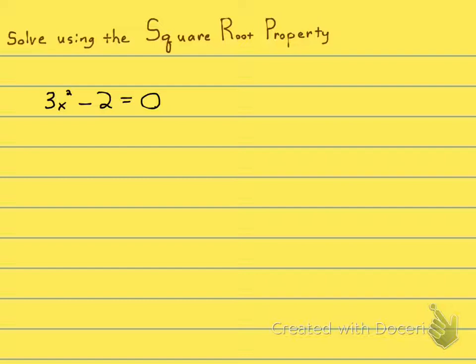So we need to get rid of the minus 2. I will add 2 to both sides. Okay, negative 2 plus 2 is 0. So I have 3x squared equals, let's see, 0 plus 2 is 2. Next step, to get the x squared by itself, I will need to divide both sides by 3. And now 3 over 3 is 1. So 1x squared equals 2/3.